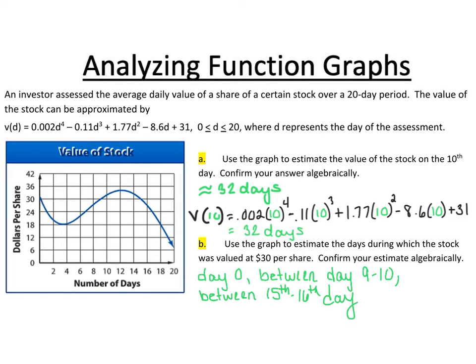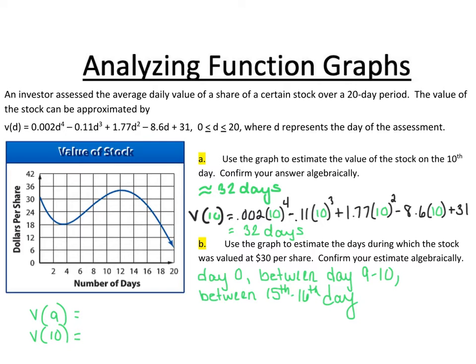Now to confirm this algebraically, plugging 30 in for our y would cause us to have to solve a quartic function. And at this point, we're not going to do that. So just algebraically would be to confirm if you plugged in 9 into your function V of 9, and then you plug in V of 10, I think you'll confirm that $30 per share falls between the two.